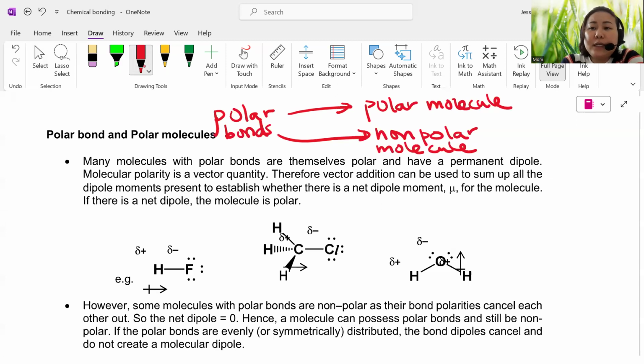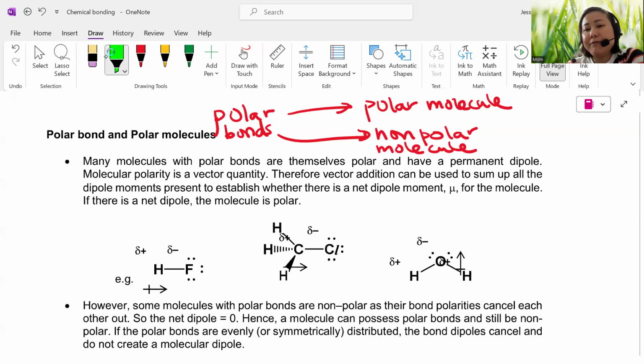So what's the difference in each case? Okay, so you'll find that it has to do with whether the dipole moments can cancel out in each case. So remember, dipole behaves like a vector quantity. So dipole has a direction as well as a magnitude.